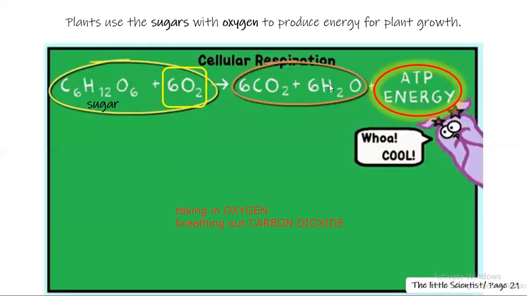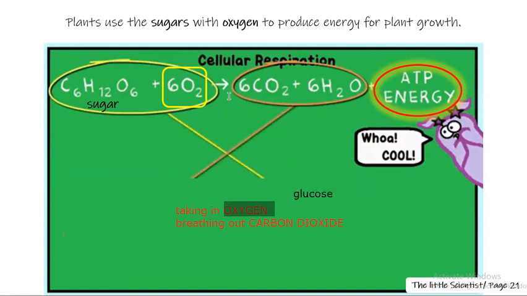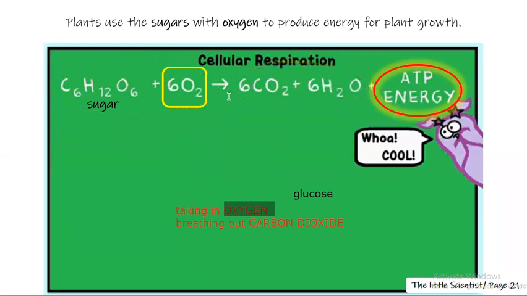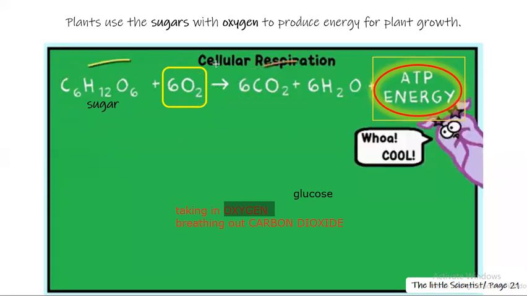Plants use the oxygen they take, and they combine it with the glucose they made by photosynthesis. Okay, so these two together, the oxygen with the glucose, will help the plant to make the ATP energy. What is the ATP energy? It is the important energy that all living organisms need to grow. By this process, plants get rid of carbon dioxide, they breathe out carbon dioxide, and they also make water.